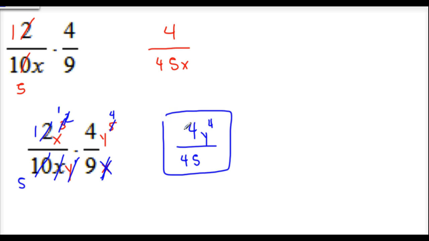Okay, so it doesn't matter how many variables you have, just simplify what you can. So small correction here, there's actually an x left, so this would be 4y to the 4th times x over 45.